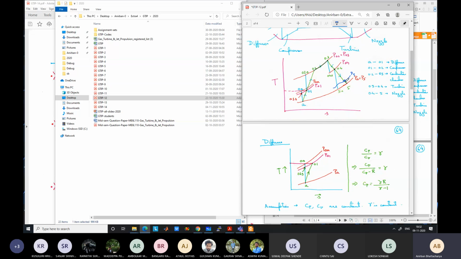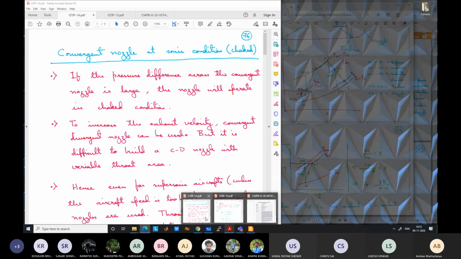So critical temperature we can already calculate based on the inlet temperature, correct? Because the temperature ratio is fixed. So what will be the temperature ratio? Does anyone know? Or how can we calculate it based on previous class notes?